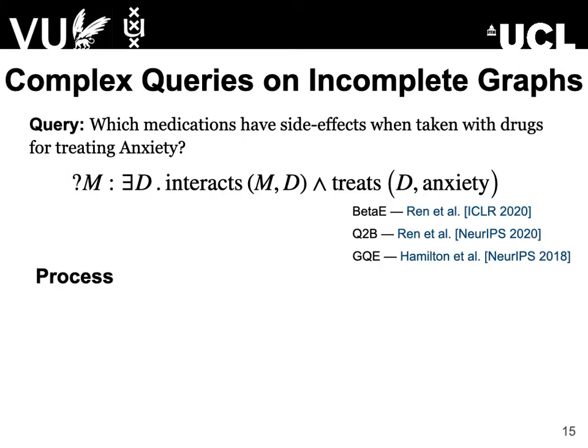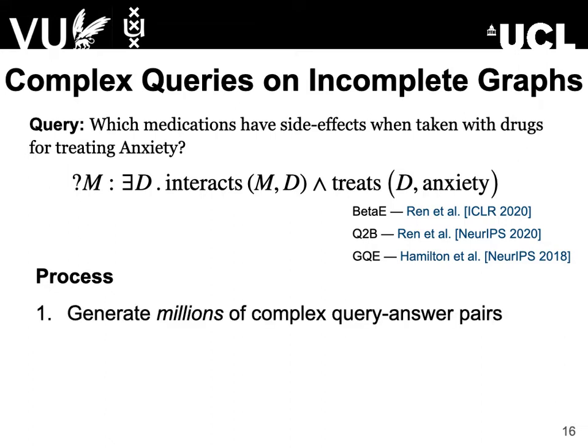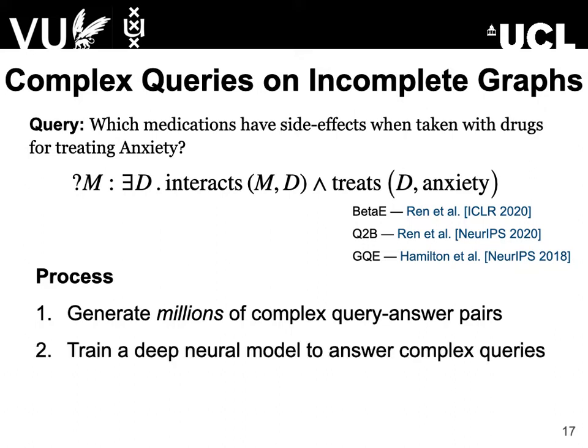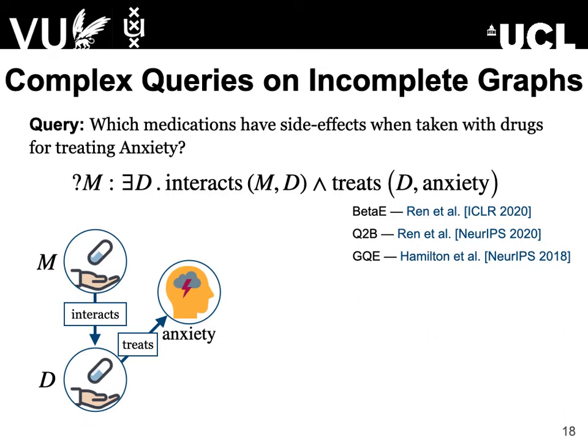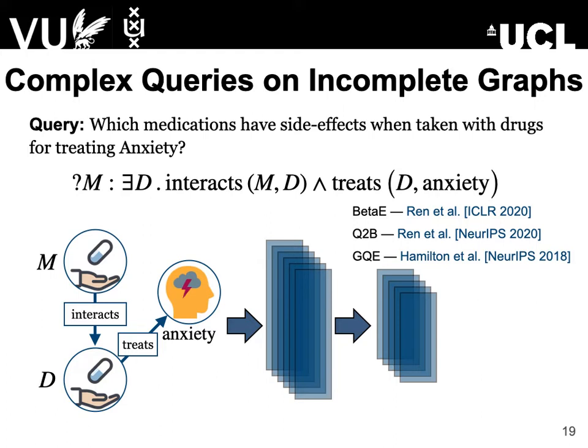Now, the best solution for solving this problem proposed so far is the following. First, we automatically generate millions of complex query answer pairs. And then we train a deep neural network to produce the correct answers given the query. The neural model works as follows. First, we represent the complex query as a graph, where each node corresponds either to a variable or to an entity in the query. Then the graph is processed through a deep neural network, which will return a ranked list of answers.